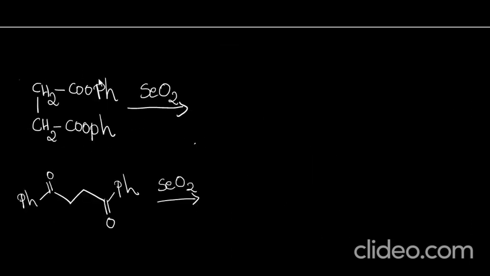Another example is here. Here also keto-enol tautomerization is possible and it also has a beta hydrogen. So it will undergo dehydrogenation in the presence of selenium dioxide and it will be converted into CH double bond CH COPh twice.